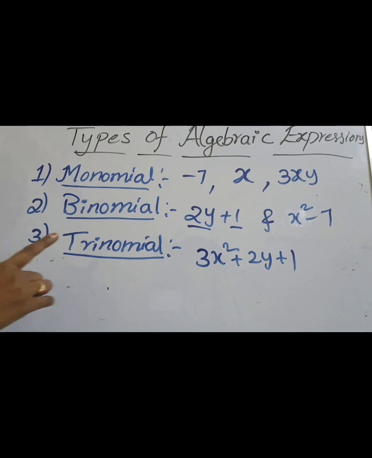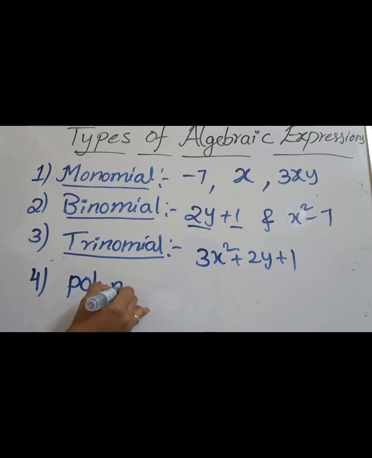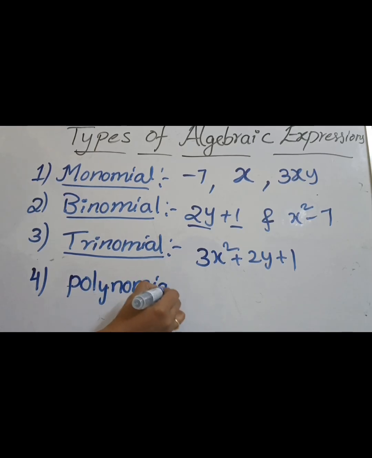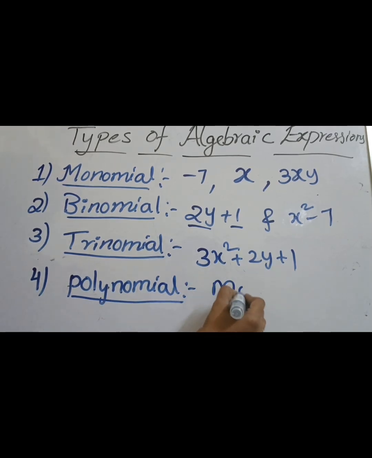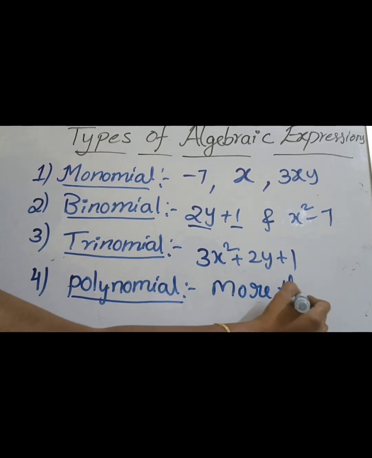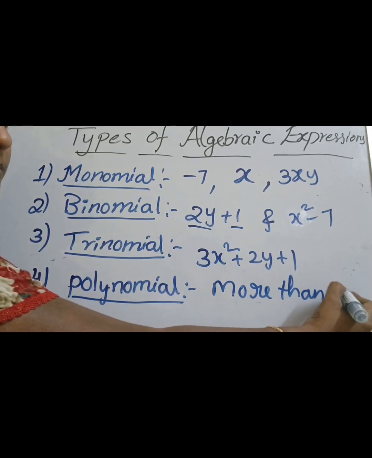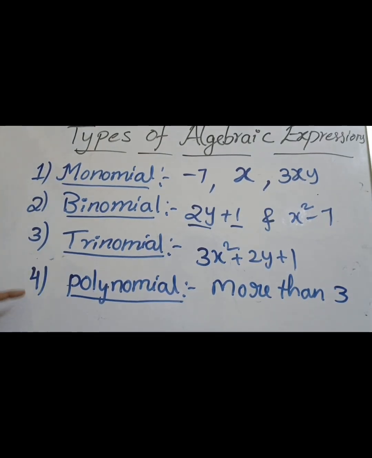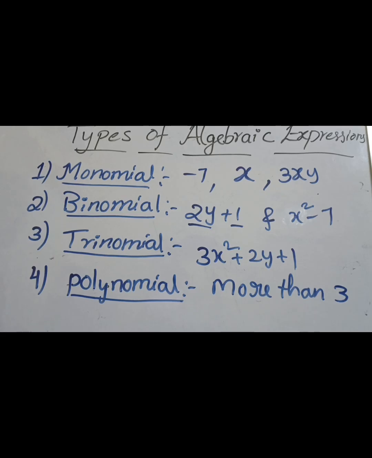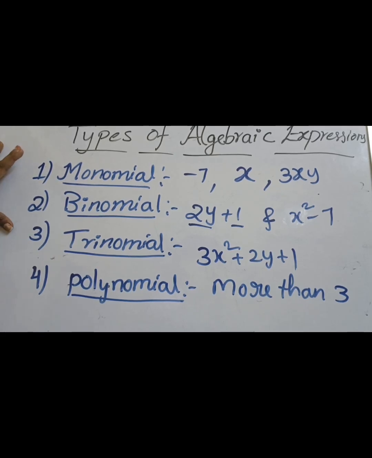If an expression has more than 3 terms, then we can say that it is a polynomial. What can we say, children? Polynomial. Polynomial means more than 3 terms. Then we can say that it is a polynomial. Okay, children? So these are the types of algebraic expression.